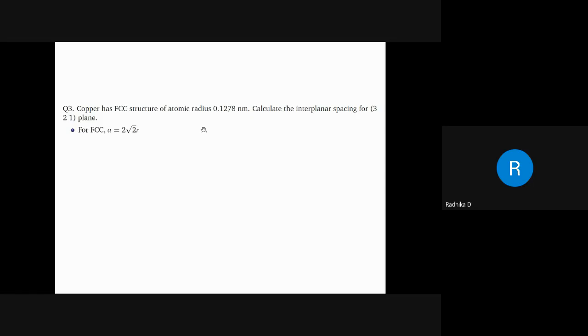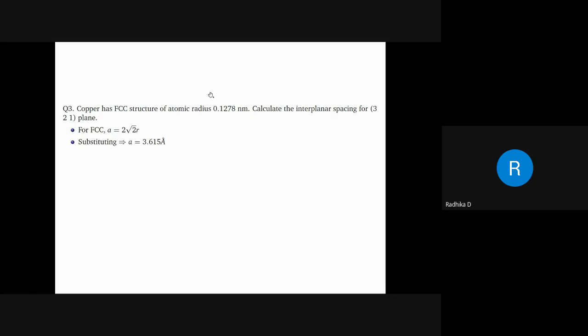So for that, you need to remember this. This is what comes when we did that relation between a and r. For FCC, a is equal to 2 root 2 into r. So I substitute the radius, 0.1278 nanometer. You should convert the units or put the units, then only it will work out. I will get the value 3.615 angstrom. Okay, I can share the questions in the classroom, but not the answers. So you should try to understand how do we do this.